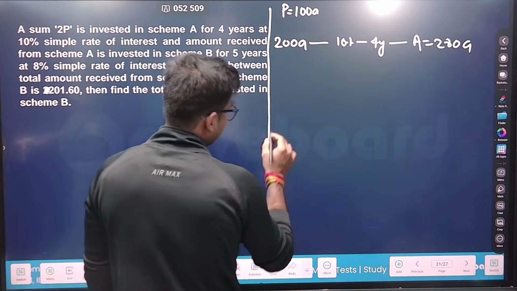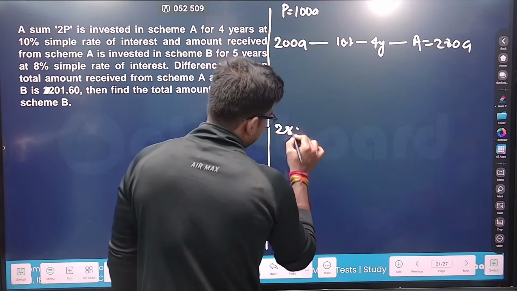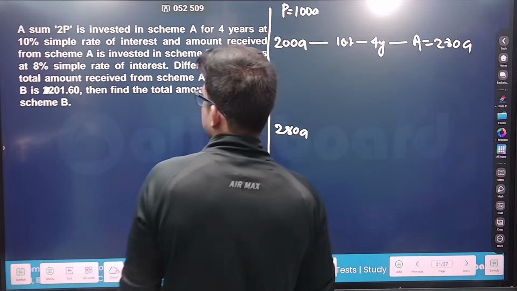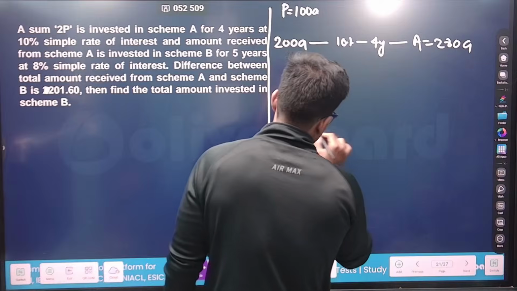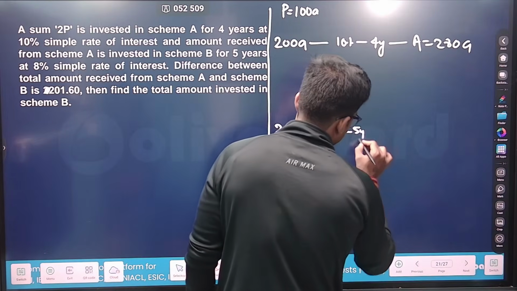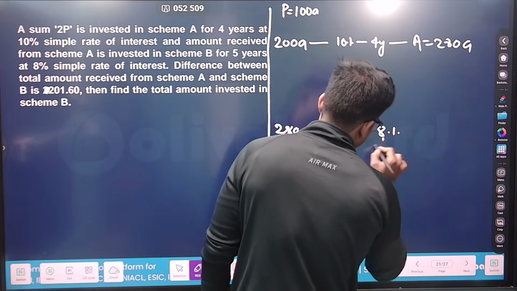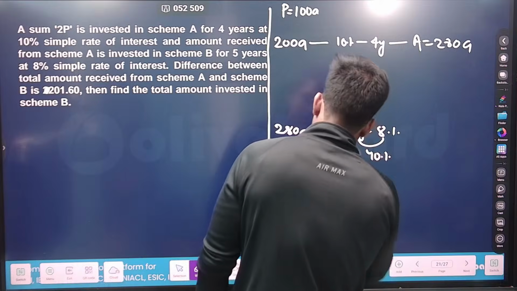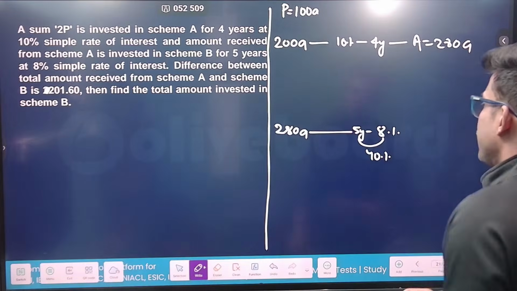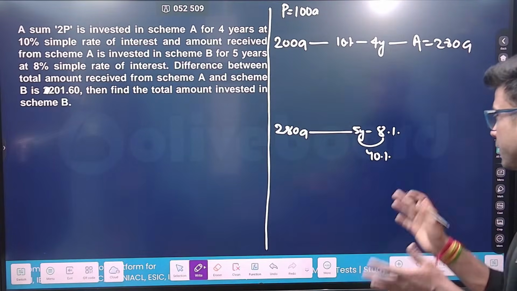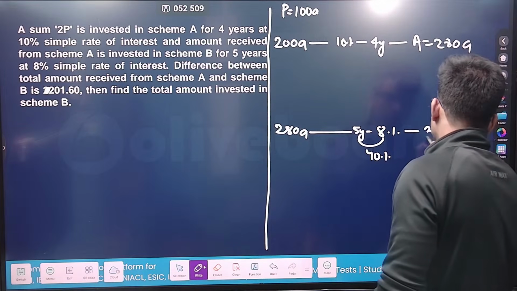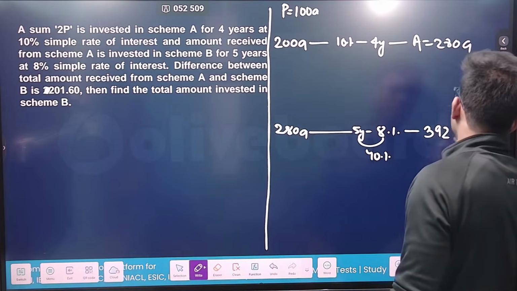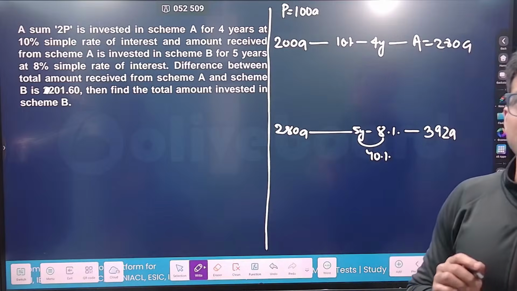Which is here, right, guys? 280A, which is here, 280A, right? 280A is basically invested in scheme B for 5 years at 8%. Now it is going for 5 years at 8%. Now 8 fives are 40, so 40% means 40%. If it would be 50%, half of it, 40% would be how much? 392A, correct? I hope this is clear.